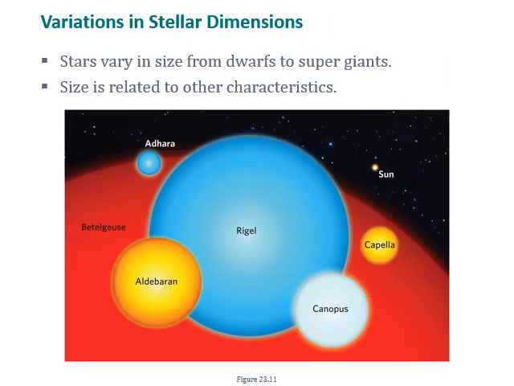Stars also vary in size from dwarfs to supergiants. Their size is related to other characteristics like composition, temperature, and stage in evolution. So here's our sun relative to other stars like Canopus, Rigel, and Betelgeuse, among others.